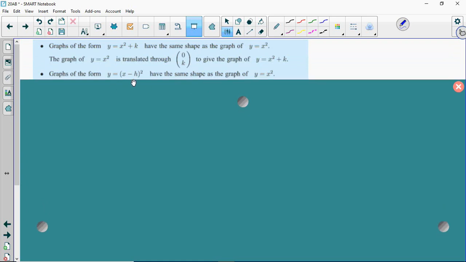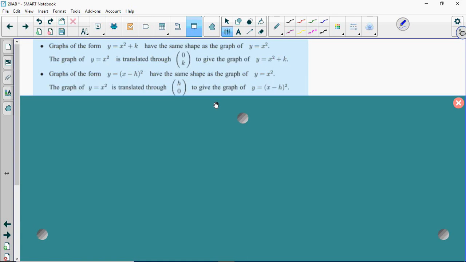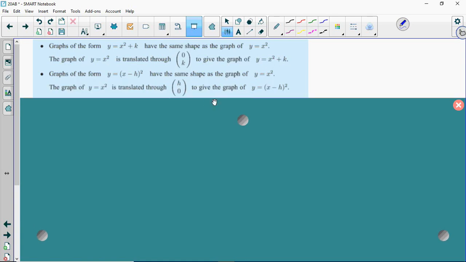If I want to translate something to the left or right, then we're going to write it like this, x minus h squared. It's got the same shape as x squared, but it's been moved horizontally. If it says x plus a number, then it's moved to the left. If it says x minus a number, then it's been moved to the right.